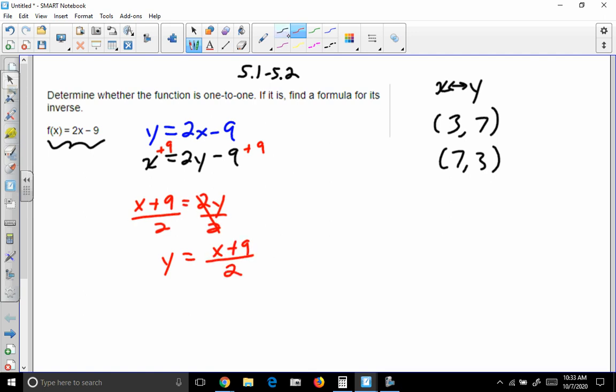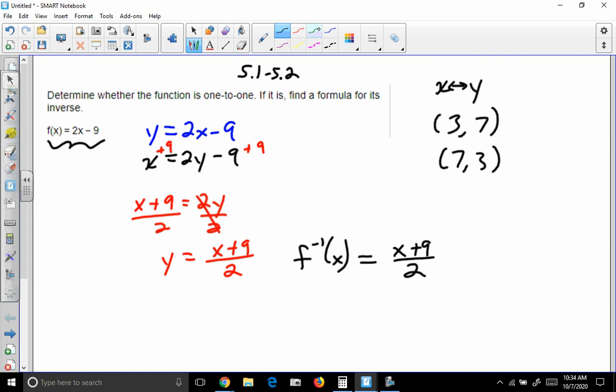In function notation, our original function was f. This is f inverse. So we use what looks like an exponent of -1, but it's really not meaning an exponent. We use this notation to refer to the inverse of the function f. So that formula would be (x plus 9) over 2.